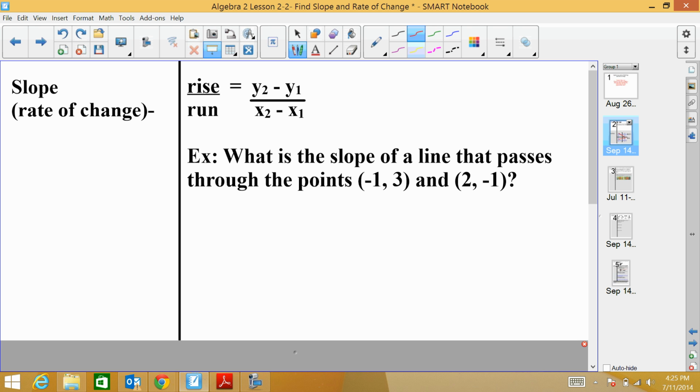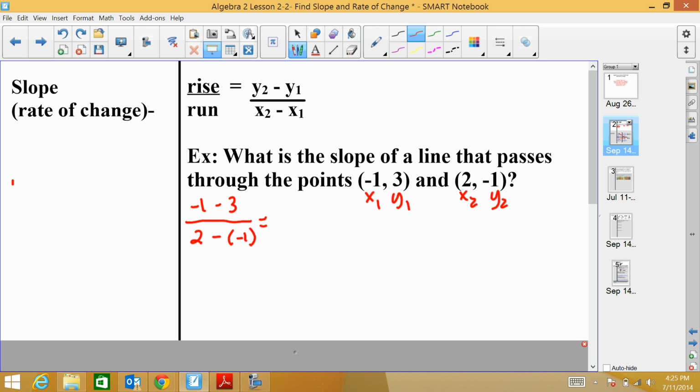Now I like to label my points, it makes it easier. So this is x1, y1, and x2, y2. And actually it does not matter which one you make point 1 and point 2 because the answer will come out the same. You just need to make sure it goes x, y, x, y. So we're going to take -1 minus 3, which is y2 minus y1, over x2, which is 2, minus x1, which is -1.